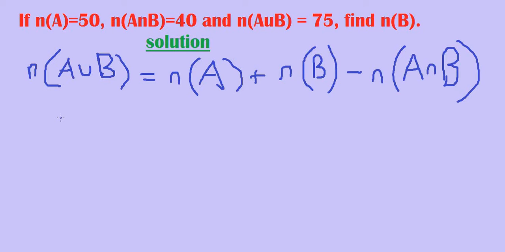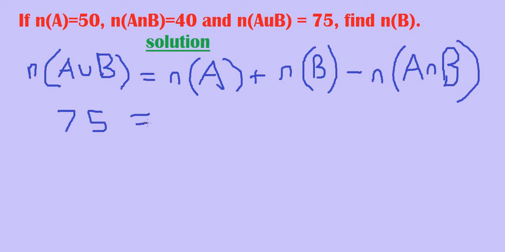Now let us do data substitution. Remember, number of A we have is 50. Number of A intersection B we have is 40. Number of A union B we have is 75. So we require to find the number of B. So number of A union B is 75. We write 75 here.